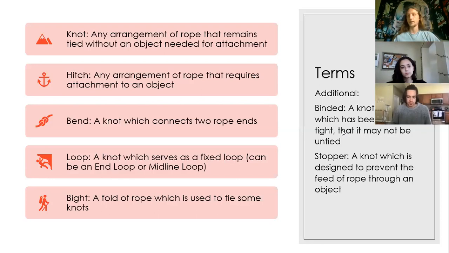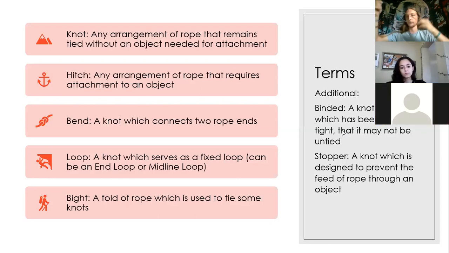So technically, what I said, this is a double fisherman's loop. Technically, this whole thing's a loop. I would actually call this a double fisherman's bend or a double overhand bend. Lots of different names for that stuff. But yeah, a bend is going to be two ropes that are grabbing onto each other.